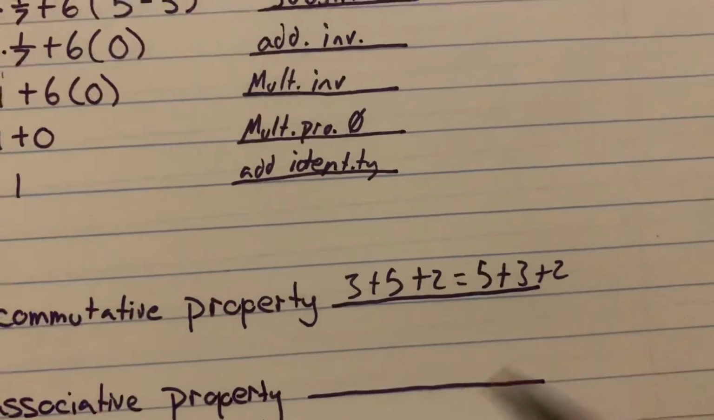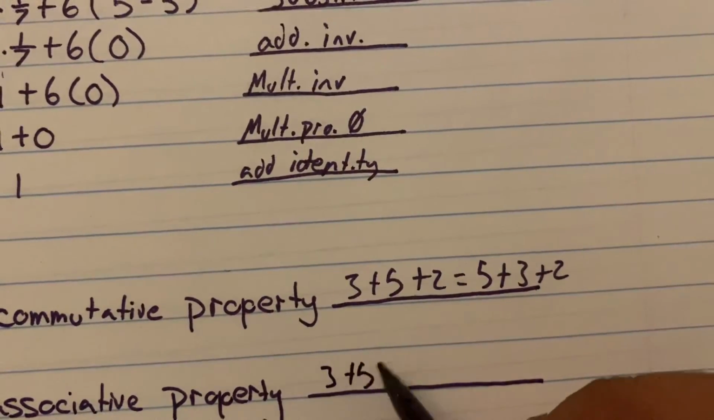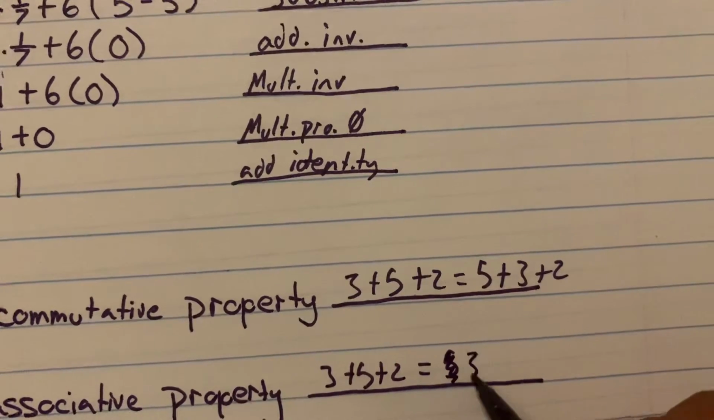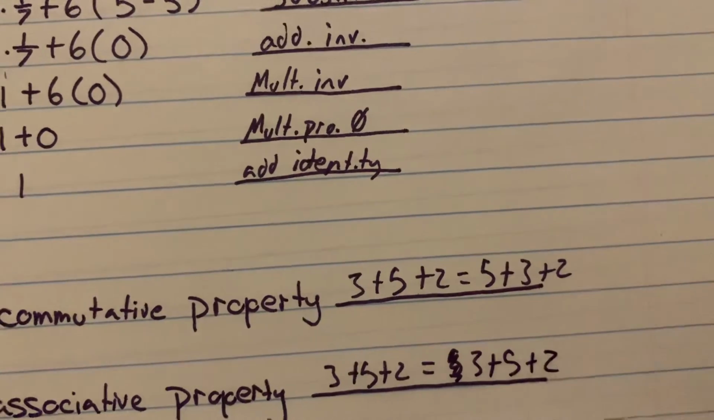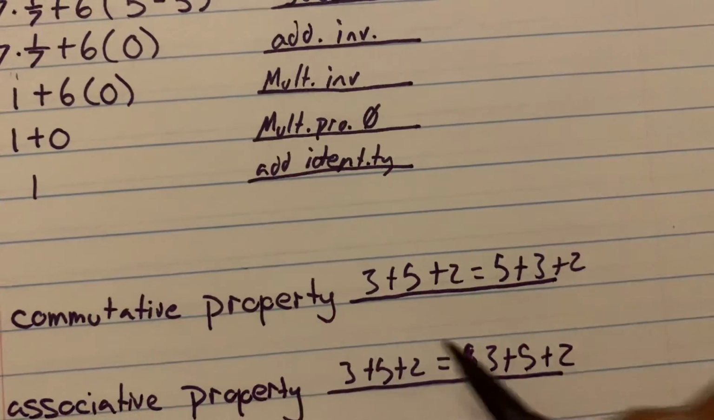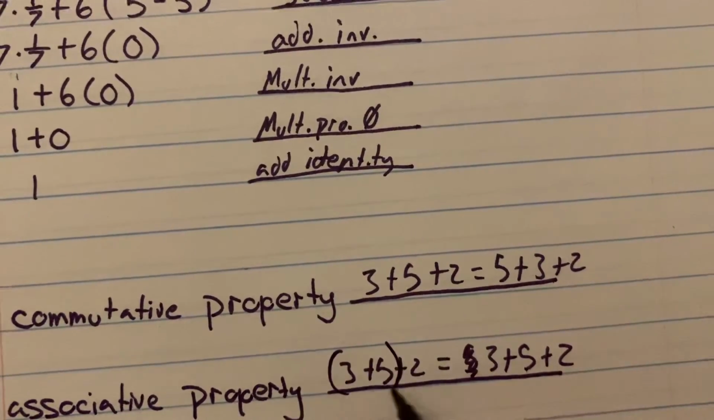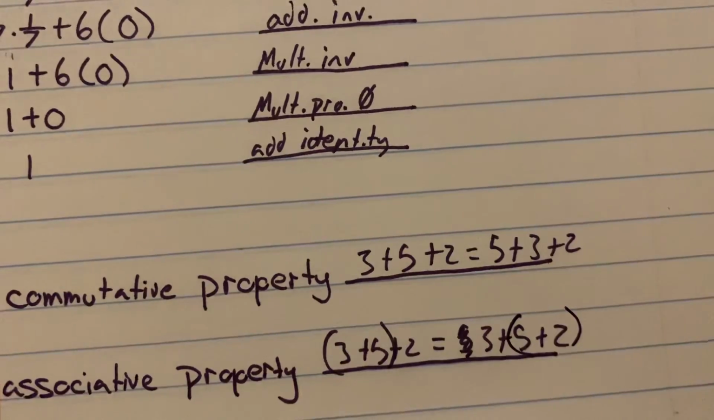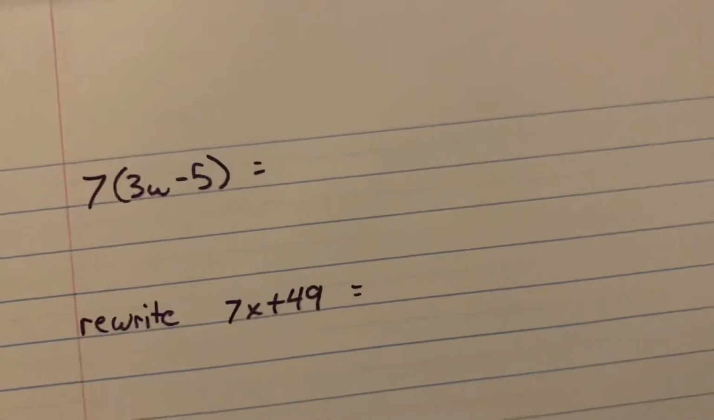Now, associative property means that the numbers associate with others. None of the numbers move. They just associate themselves with different people. So 3 plus 5 are associated together. And in this other one, 5 plus 2 are associated together. So that's the associative property. You make a number associate itself with a different number. Okay, it's grouped differently.